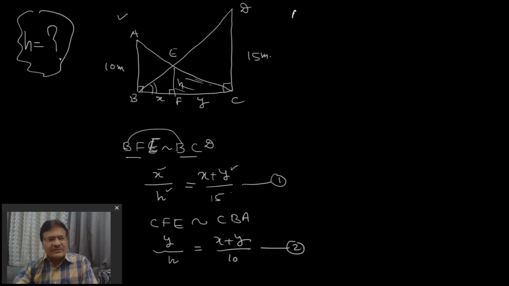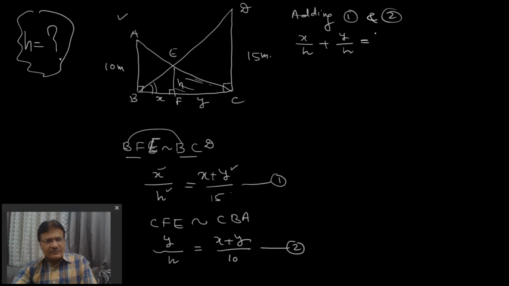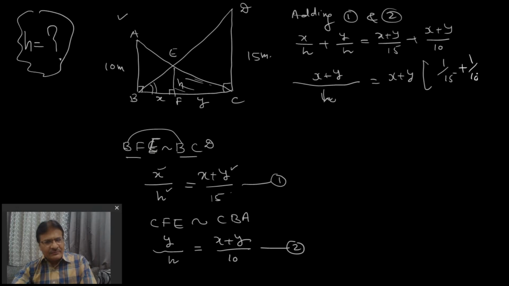Now I am adding these two equations, 1 and 2. So what do I get? x divided by h plus y divided by h equals x plus y divided by 15 plus x plus y divided by 10. So if I take common, here h, numerator I will get x plus y, this is h equals, what is common here? x plus y. So what do I get inside the bracket? 1 upon 15 plus 1 upon 10. So x plus y cancels with this x plus y.